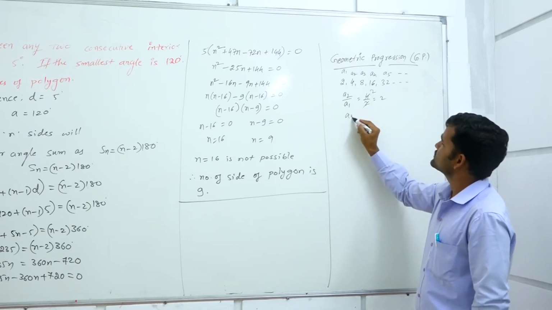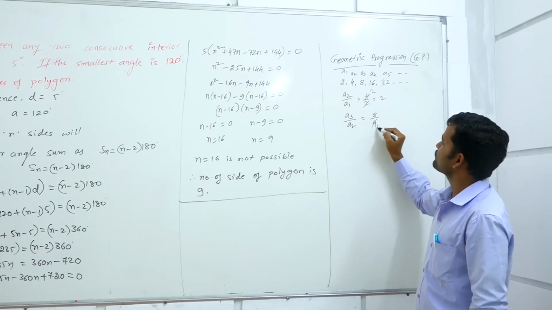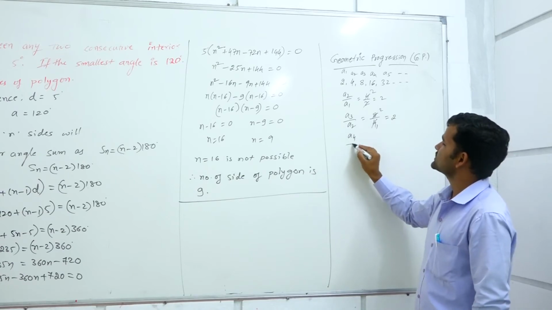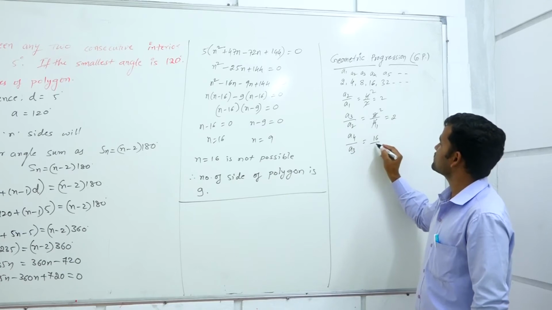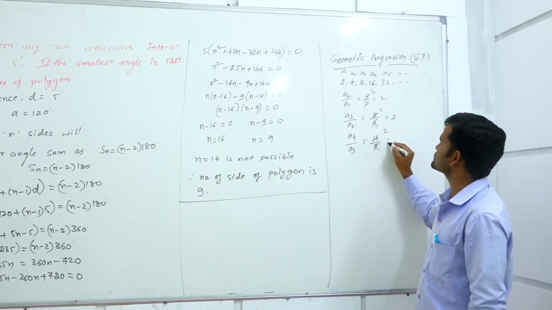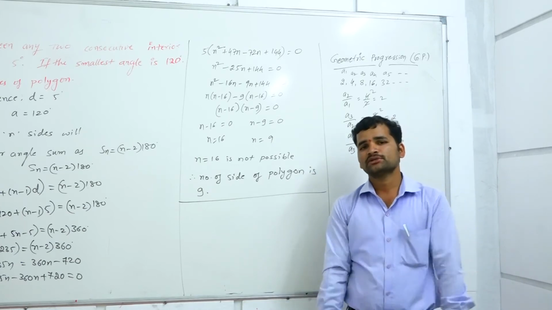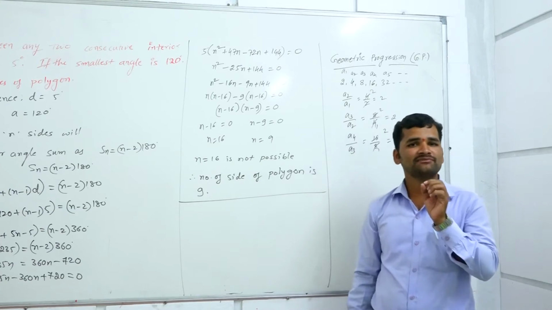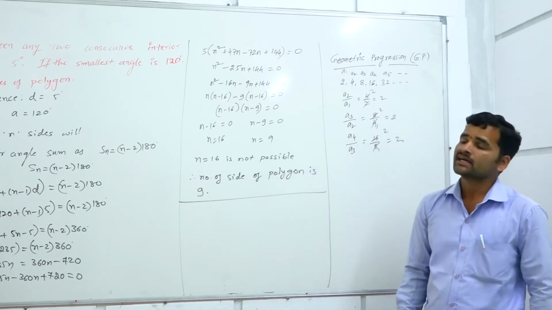Next, you see a3 by a2, a3 by a2 is 8 by 4, 4 ones are 4, 4 2s are 8, see we are getting 2. And you check a4 by a3, a4 is 16 by 8. 8 ones are 8, 8 twos are 16, we are getting 2. Means ratio between any two consecutive terms is the same in the given sequence. So such type of sequences are called geometric progression.